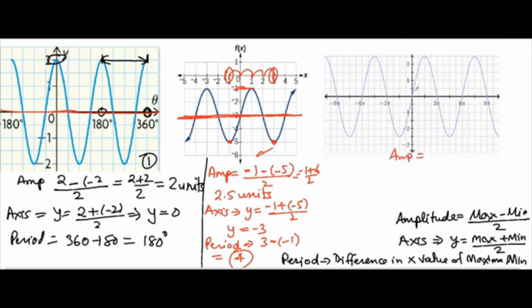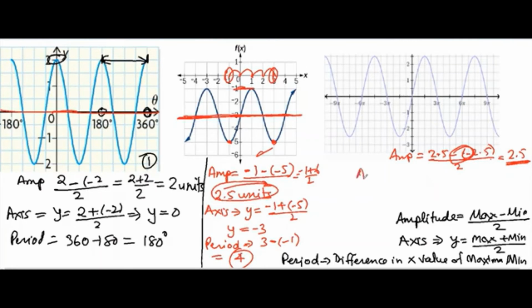Maximum is 2.5, minus minimum is minus 2.5, divided by 2. Basically it will be 5 because of minus it will become positive. 5 divided by 2 is 2.5 again. So 2.5 units is the amplitude of this particular graph. It was 2.5 units previous time, but they look so different. Still they have the same amplitude.